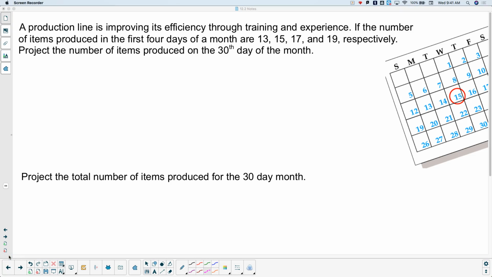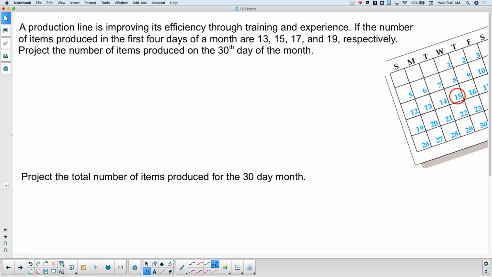So, a production line is improving its efficiency through training and experience. If the number of items produced in the first 4 days of a month are 13, 15, 17, and 19, project the total number of items produced on the 30th day of the month. So it looks like we're going with a theme of 30 in this one. So 13, 15, 17, 19, etc.